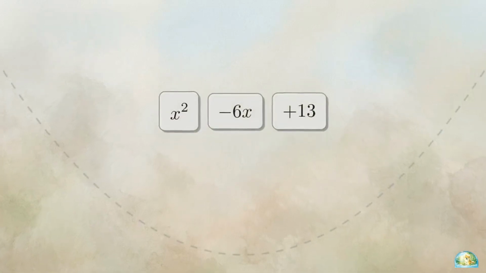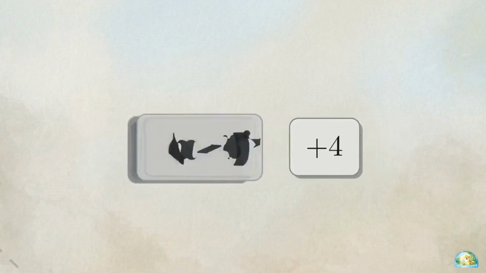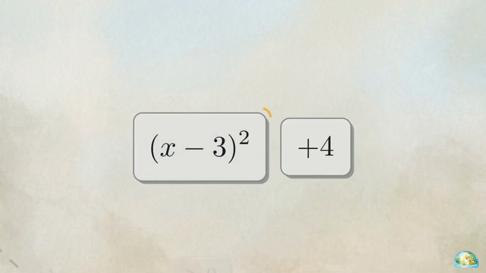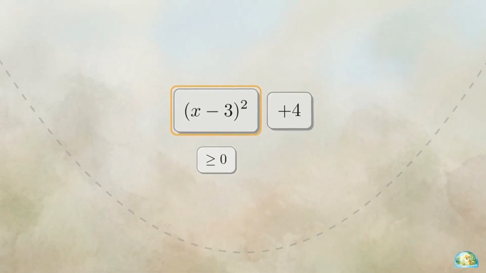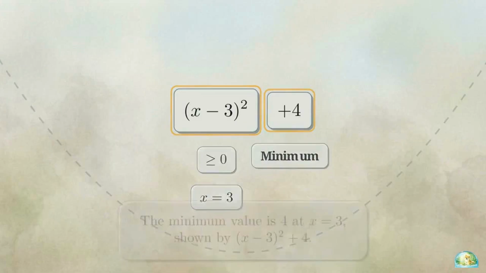Rewrite x squared minus 6x plus 13 to show the minimum value. Complete the square to get (x minus 3) squared plus 4. The squared term is always at least 0, so the minimum value is 4 when x equals 3. The minimum value is 4 at x equals 3, shown by (x minus 3) squared plus 4.